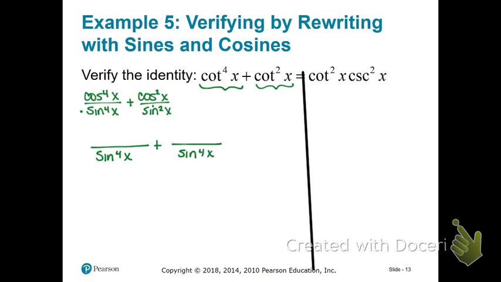And so this first fraction we just multiplied by a 1. And the second fraction, though, we had to multiply by a sine squared. And so that gave me cosine squared times sine squared, right?